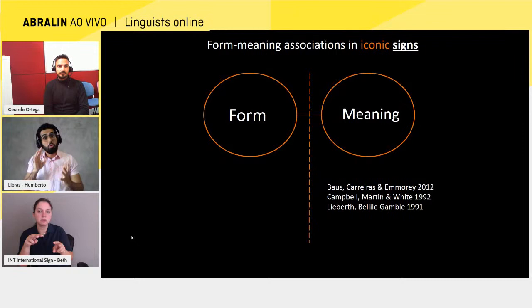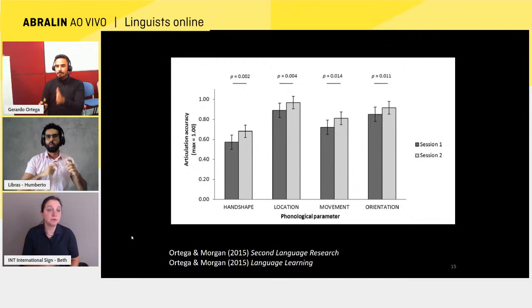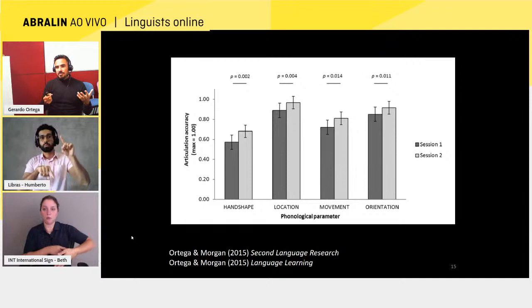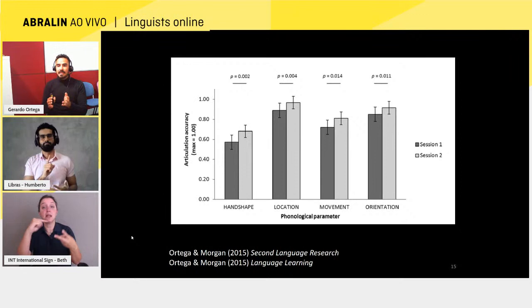And these are some of the results. On the horizontal axis, you will see each individual parameter: the hand shape, the location, the movement, and the orientation. And in the vertical axis, you will see the degree of accuracy. One of the things that you can see is that hand shape was the most difficult parameter. That was the most challenging and the most difficult to articulate. This was followed by the movement of the sign, and then followed by orientation and location, which were the easiest ones to learn and to articulate.